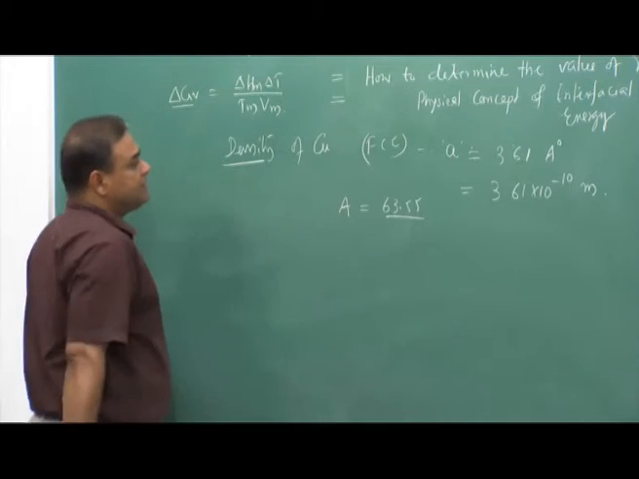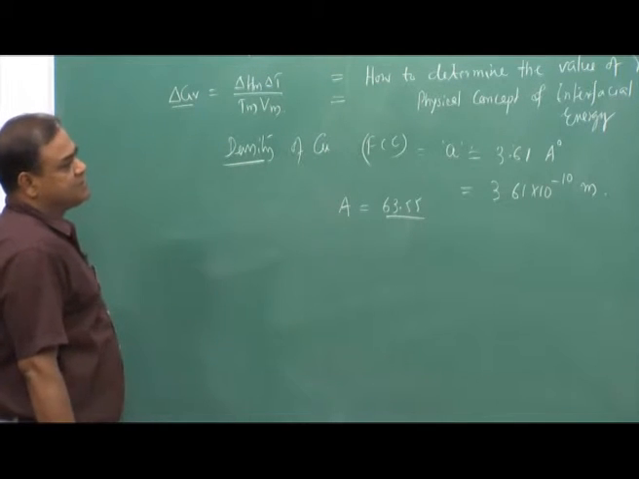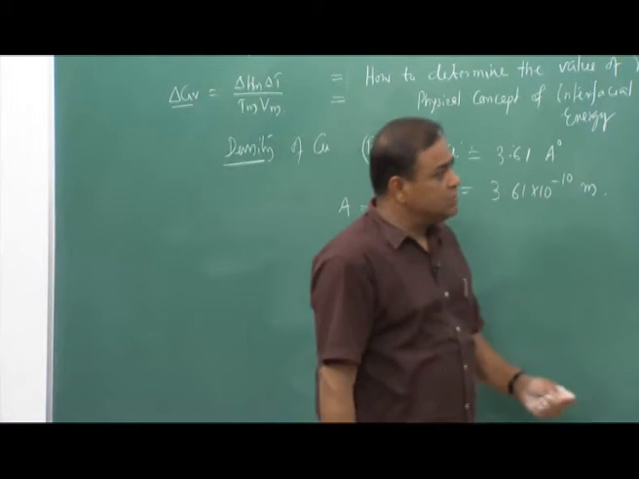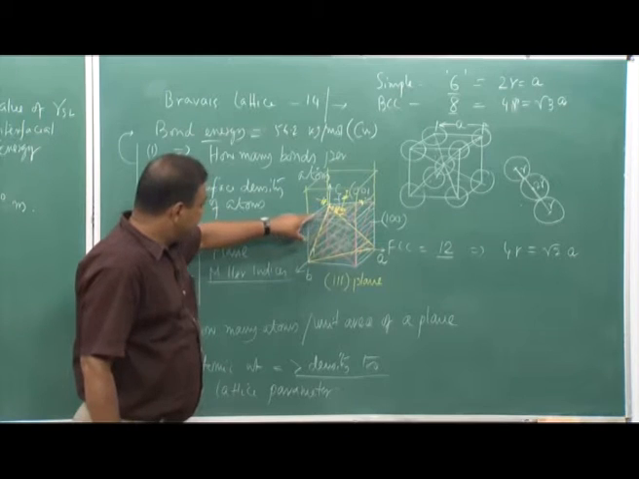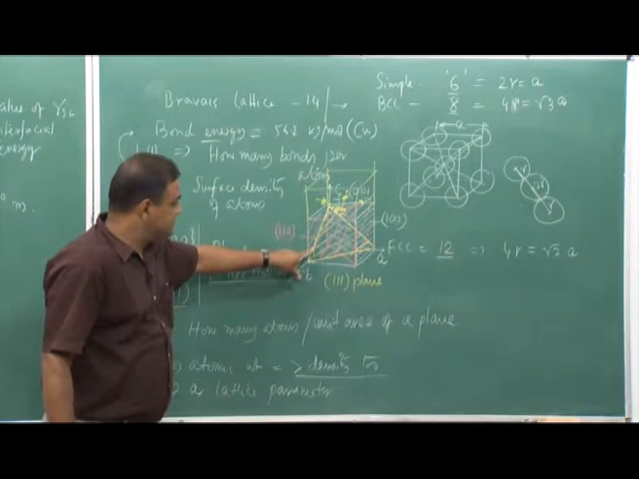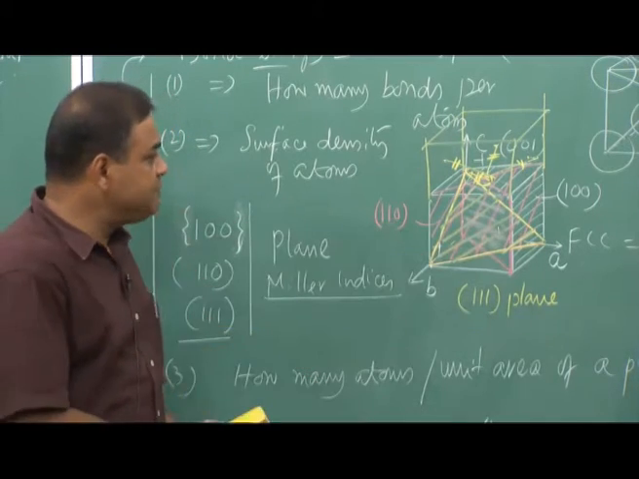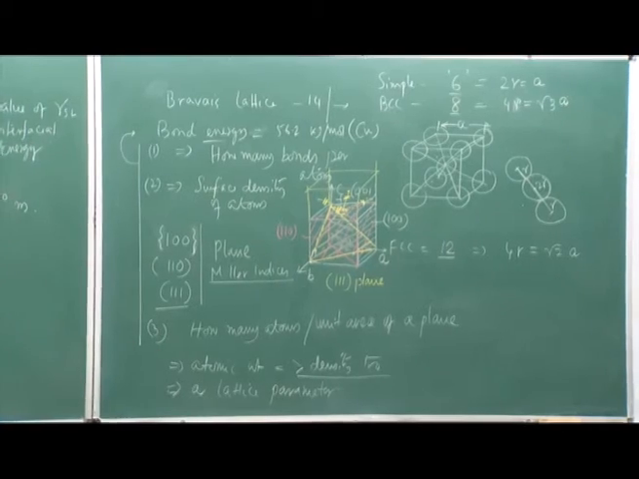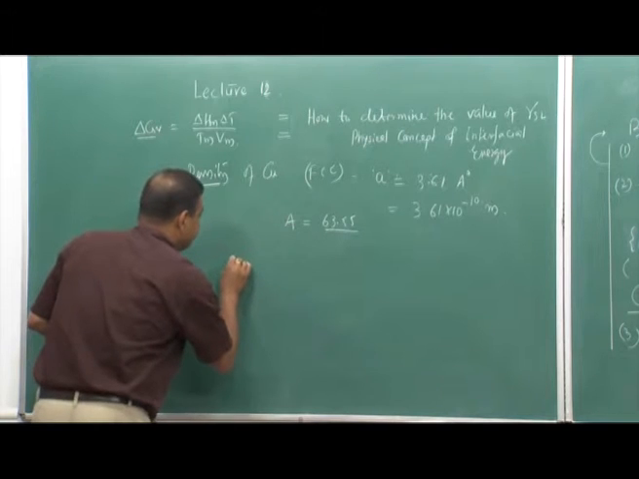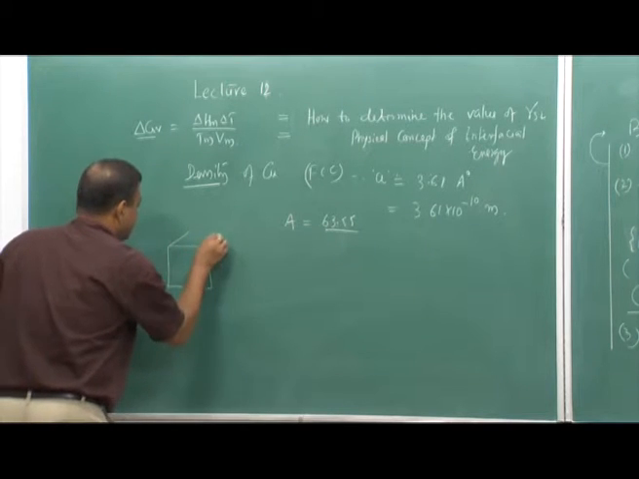Now, this is FCC and we have the lattice parameter, so we can find out how many atoms are there in a particular unit cube. If you come back to this FCC crystal, you can see that there are atoms at the corners of the lattice, and 1 each at the center of the face. So, we can find the number of atoms per unit cell.